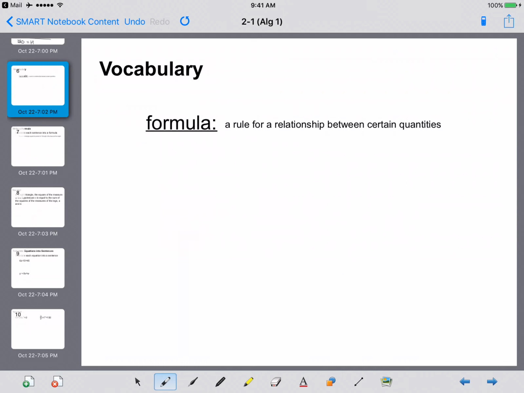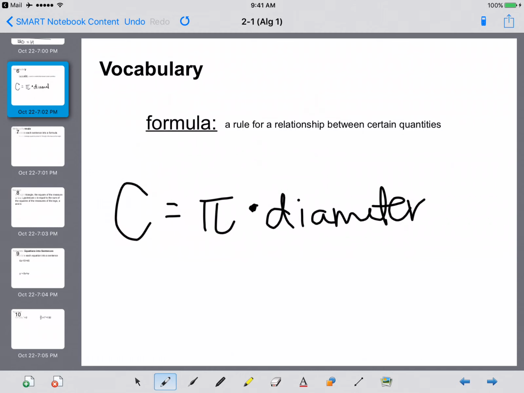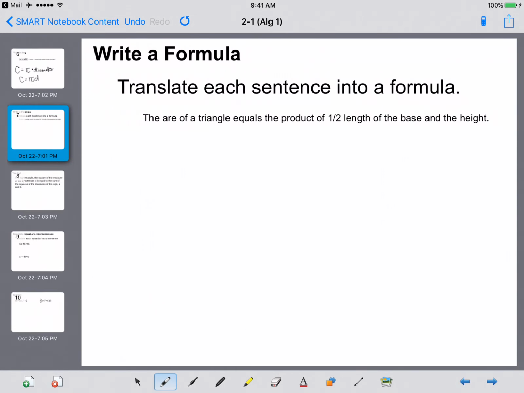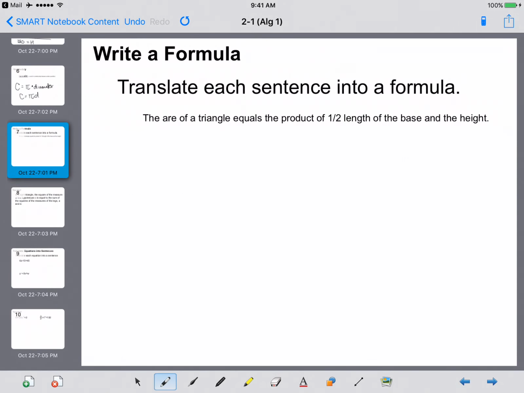If we have the formula for circumference, that's pi times the diameter. Or just the circumference is pi d. Here you can write a formula. So translate each sentence into a formula. The area of a triangle equals the product of half the length of the base and the height.